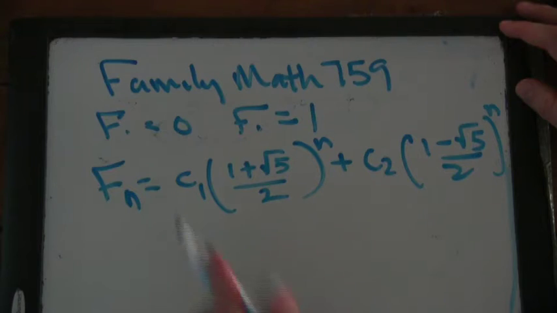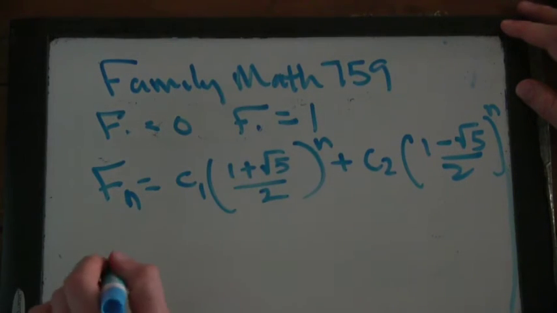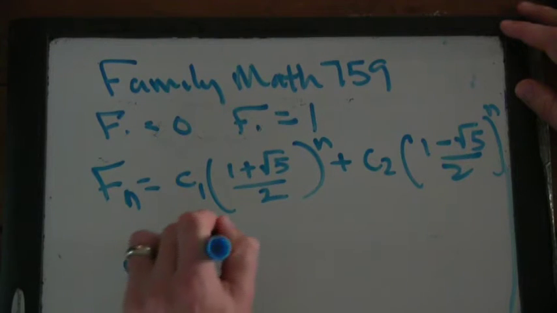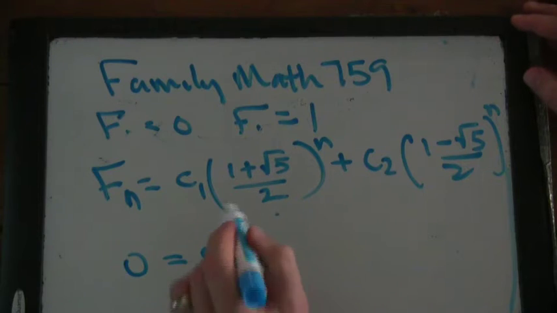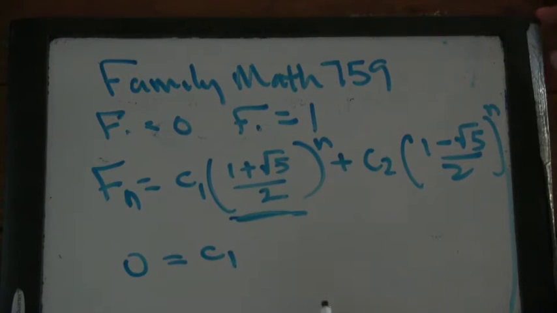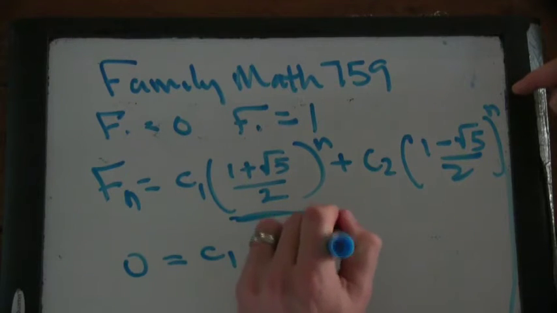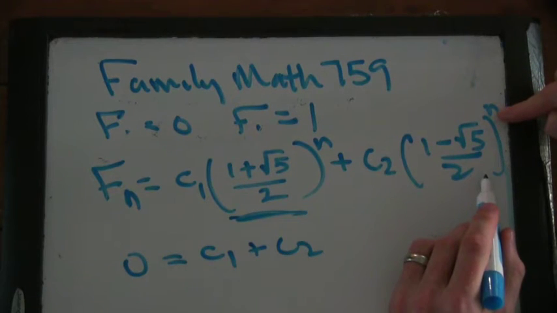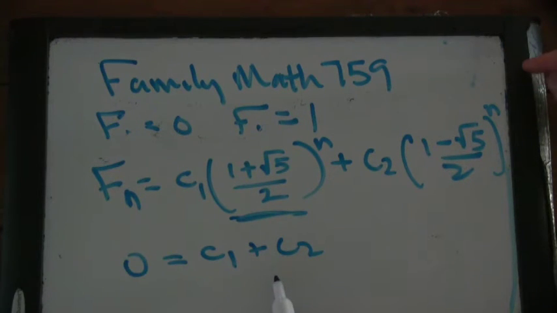Okay. And we know at the beginning we start at 0 and 1. So when I plug in n equals 0, I get 0 equals constant 1 times this number to the 0th power. What's the number to the 0th power? Do you know? It's just 1. So that just simplifies to constant 1. What's the number plus constant 2? Also this number to the 0 power, 1. So constant 1 plus constant 2 equals 0. Well, that's pretty easy. That just means they're opposite of each other.